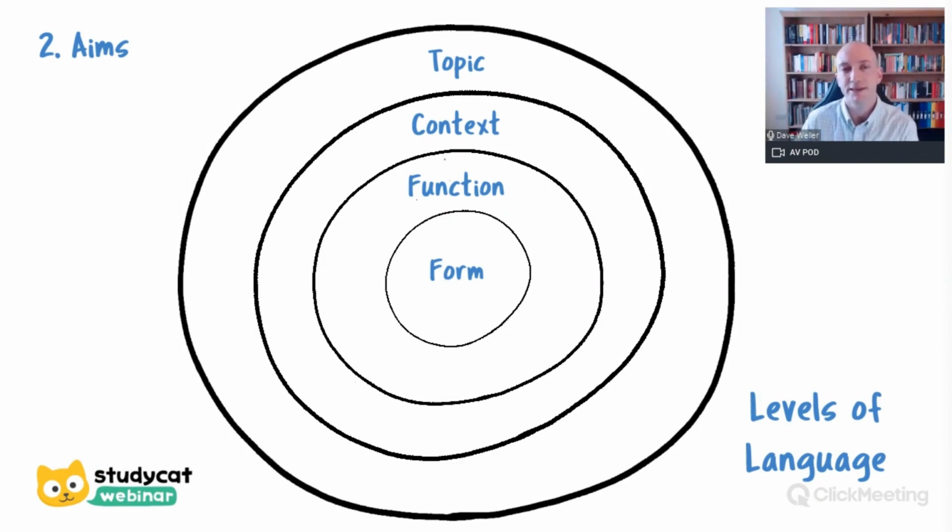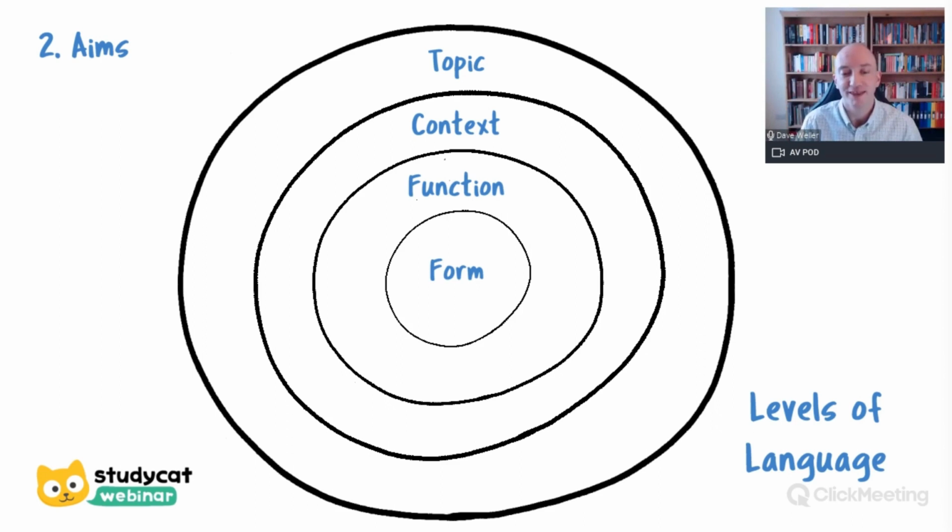Now, the first thing to think about with aims is the levels of language that go into an aim. This looks a bit complicated, the series of circles I have here, but this is adapted from the major levels of linguistics, adapted for classroom use. In every class, we have a topic that we're talking about. This is the what. So what is your class about? Is it about toys, holidays, food, superheroes, coronavirus? Very clear.